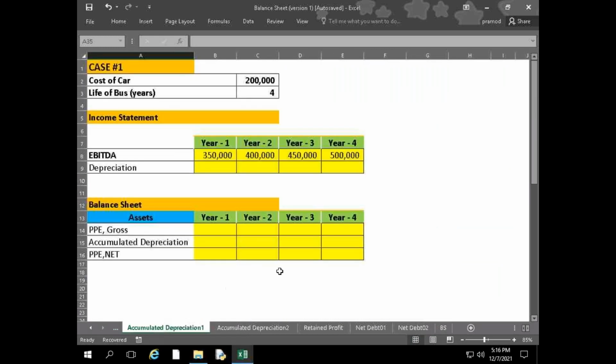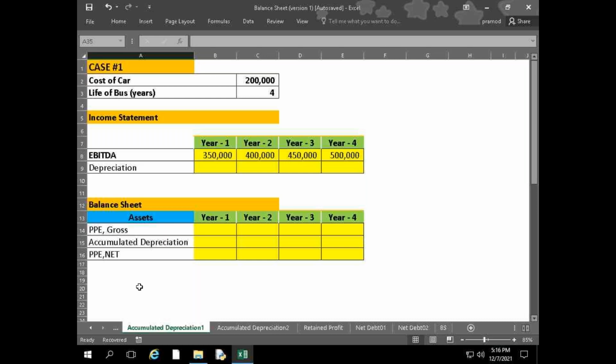Okay, so the next is accumulated depreciation. See here what happens, I need to find the accumulated depreciation and PPE of the year. So that is nothing but property, plant and equipment. So PPE is nothing but property, plant and equipment. So it's nothing but like the asset, what is the value which you have.